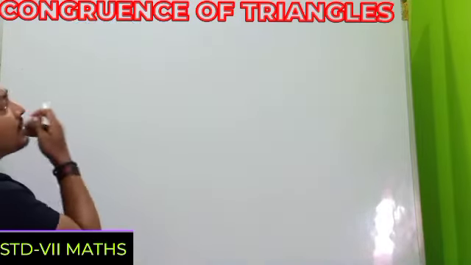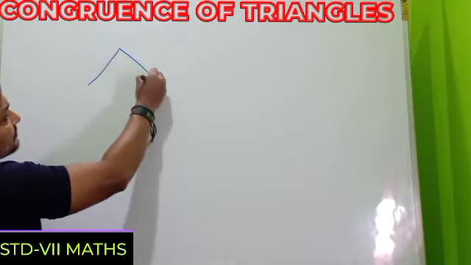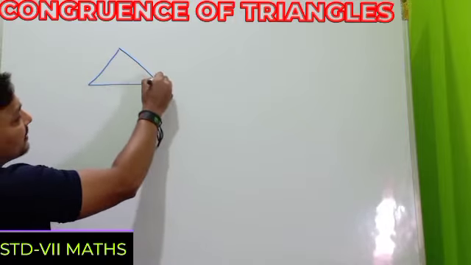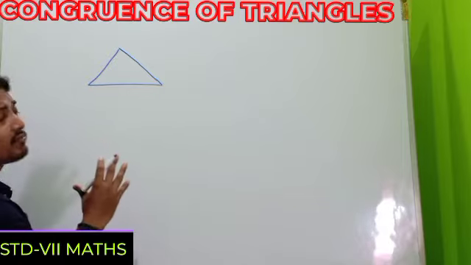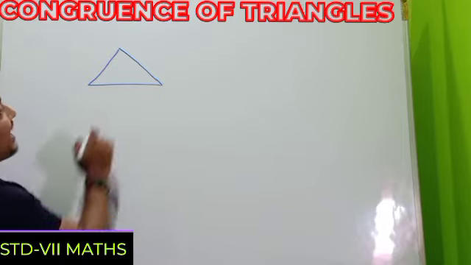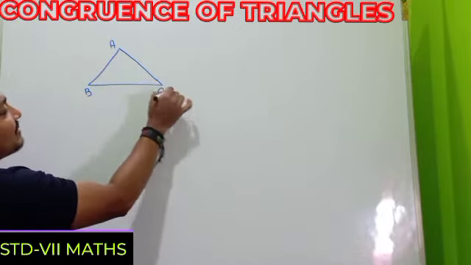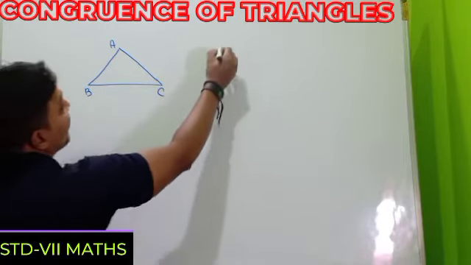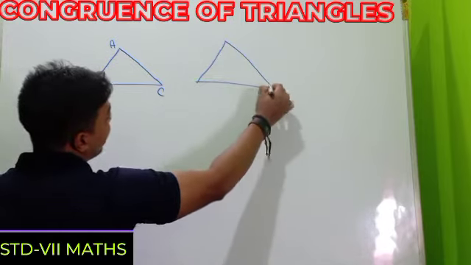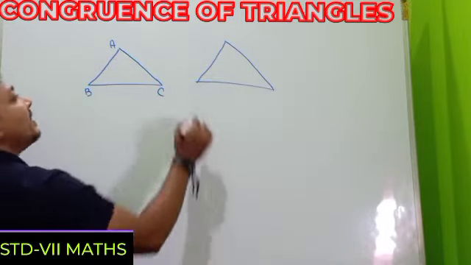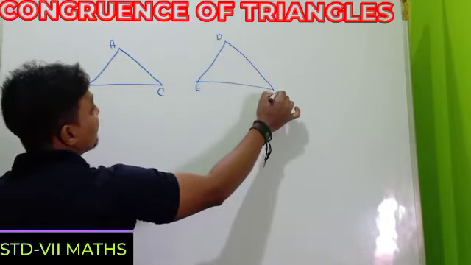Understood? See, suppose here is one triangle. Everyone see carefully, because this is the particular triangle we are going to learn about in this chapter. Suppose the name of the triangle is A, this one is B, this one is C. Here I am drawing another triangle. Both triangles are not necessarily equilateral, whatever the triangle may be. Suppose its names are D, E, F.